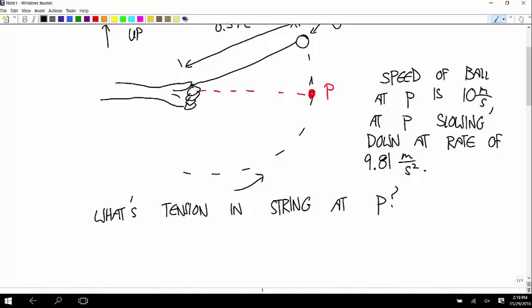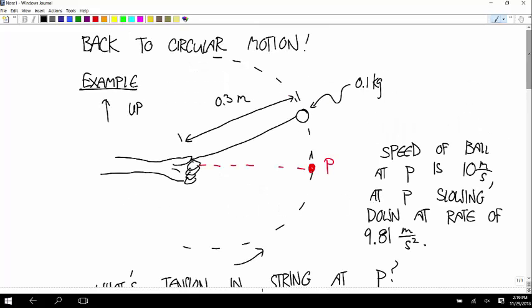Okay, so let's try to make a little intuitive sense out of how this would work. If you're spinning a ball in a string like this, it's always going to be speeding up when it goes down, and it's going to be slowing down when it goes up. So at the bottom, it's going to be at its fastest. At the top, it's going to be at its slowest. And the point that we're considering is somewhere in the middle.